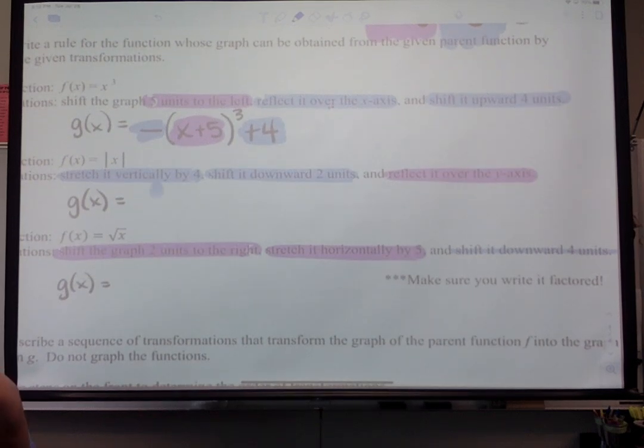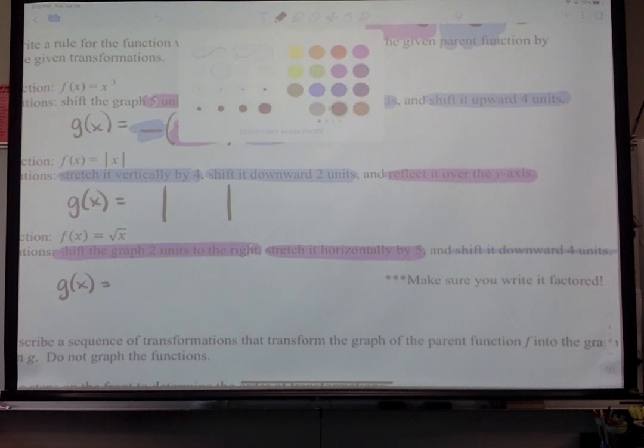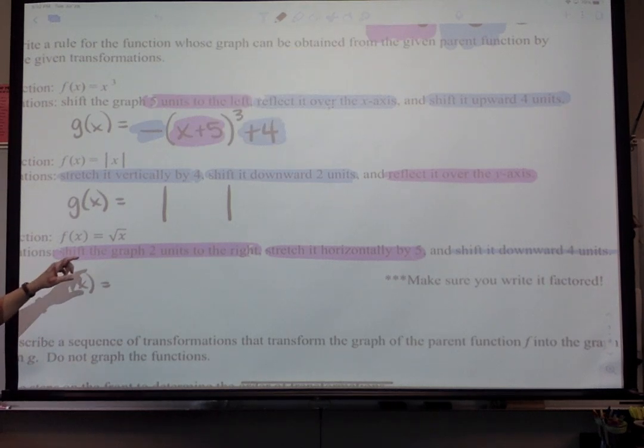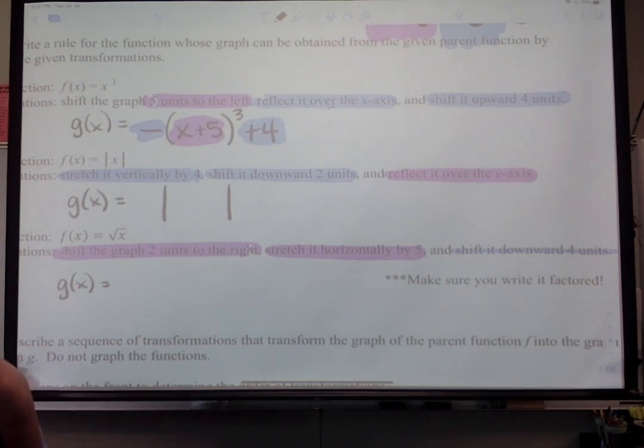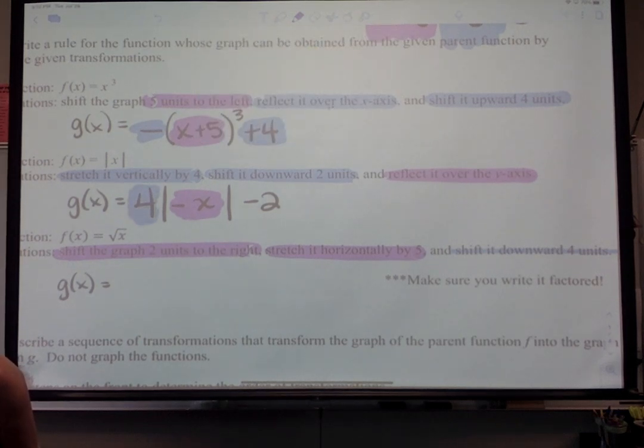Next one, we've got absolute value. I'll do the pink first. It says reflect it over the y-axis. So a reflection is going to need a negative symbol. Stretch it vertically by 4. That goes out in the front, and down 2. Stretch by 4, down 2.